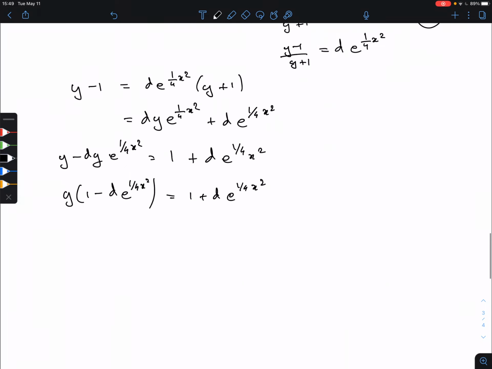And then finally I divide this away and I get y is equal to (1 plus de 1 over 4x squared) over (1 minus de 1 over 4x squared). Don't say that it's difficult. For you, this should not be difficult anymore. This is just standard algebra. The expressions look a little bit harder, but by now you should be comfortable in quickly doing this.